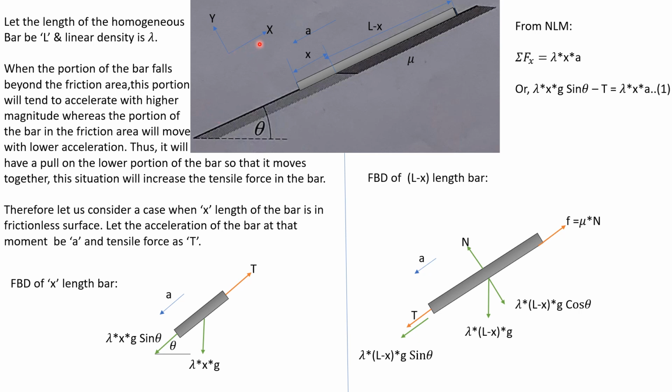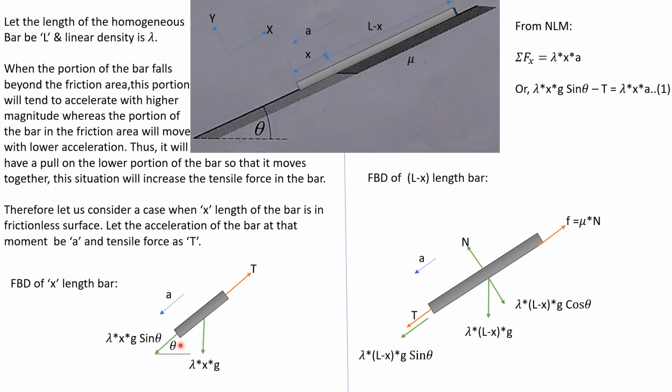We have taken the x-axis parallel to the inclined plane and the y-axis perpendicular to the inclined plane. To study the forces, we will make the free body diagram of this portion, the bar which is on the frictionless surface and having a length of x. So this is the diagram which has been shown here.